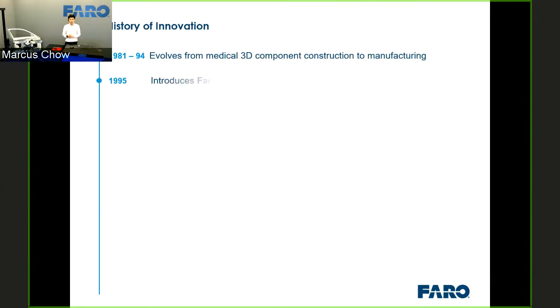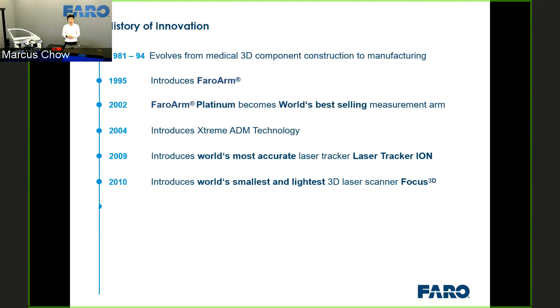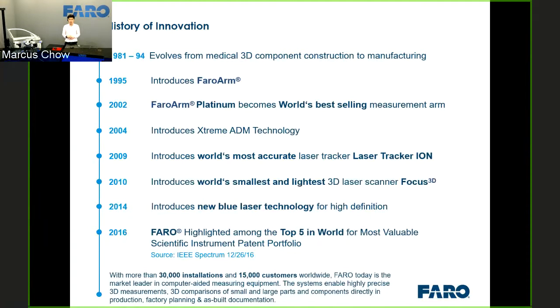So beginning with the history of Faro, we began in 1981 with the articulating arm technology in the medical 3D component industry. And in 1994, we transitioned to the industrial manufacturing markets. In 95, we introduced the Faro arm. And since then, we have come up with a host of different kinds of equipment, including the laser tracker, the focus laser scanner, LLP laser line probe, as well as this Cobalt array imager, which you will see the demonstration for today.